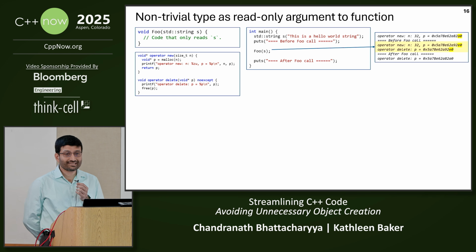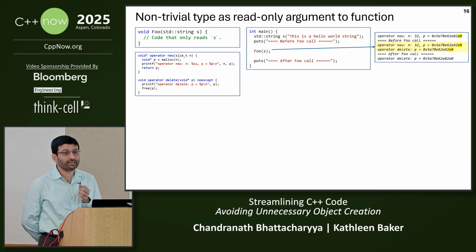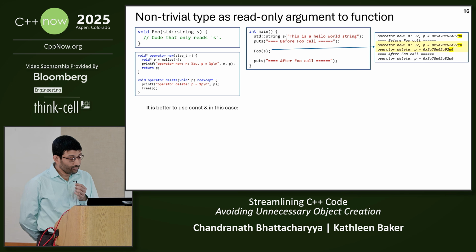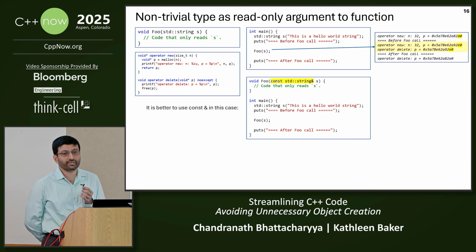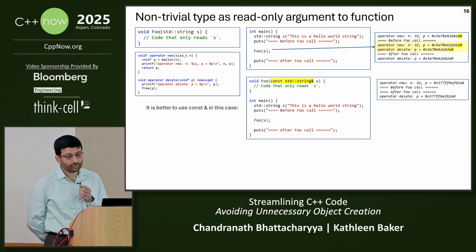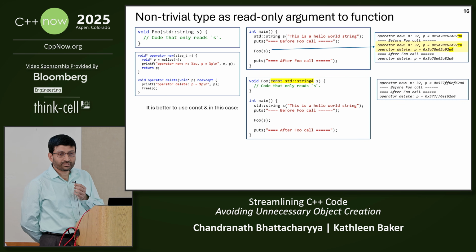As you can see, that statement foo(s) actually shows an allocation and deallocation happening, meaning a temporary string was constructed over there. What do we do? It's better to use a const reference in this case. So we just change the type from a std::string to a const std::string reference. And here is the output. As you can see, the temporary is gone.